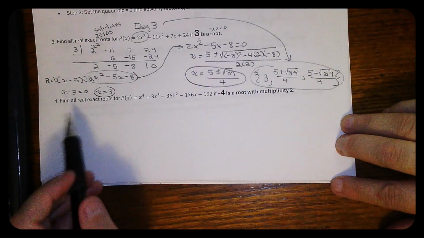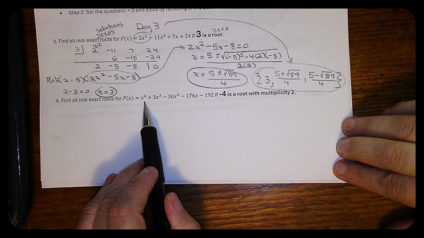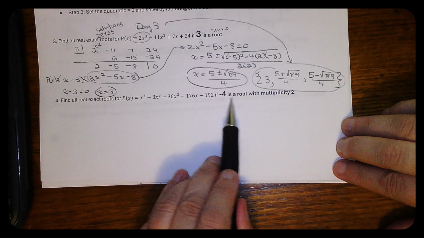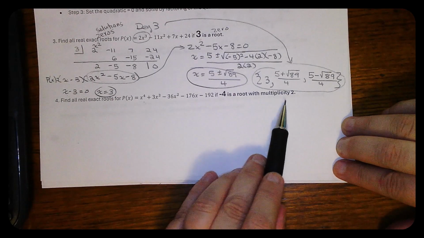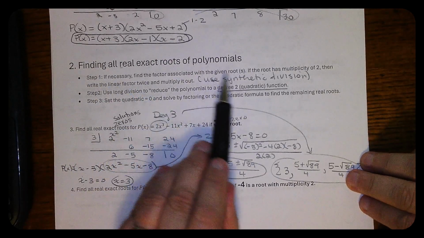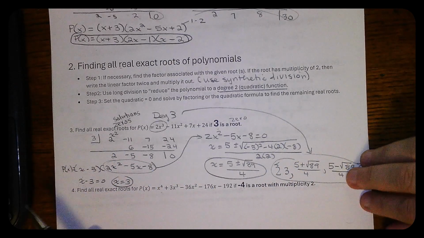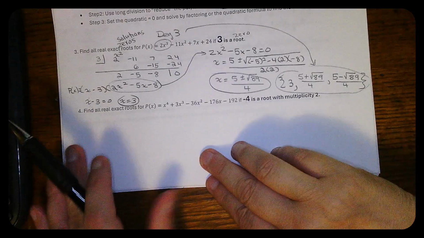So it says find all real exact roots for this degree 4 polynomial, but I'm telling you that -4 is a root, and I'm telling you that it's multiplicity 2. Now these directions up here said to write this as a factor twice and multiply it out and then use long division. That's not how I'm going to do it. I'm going to use synthetic division. So this is pretty cool.